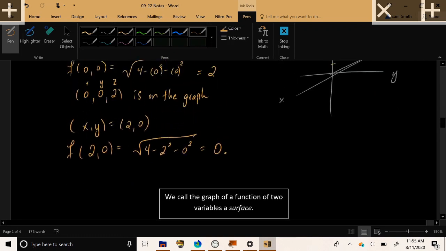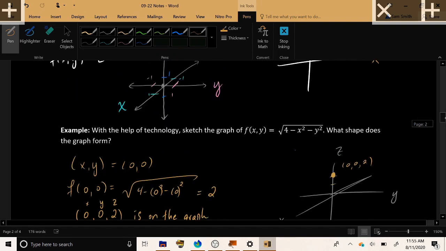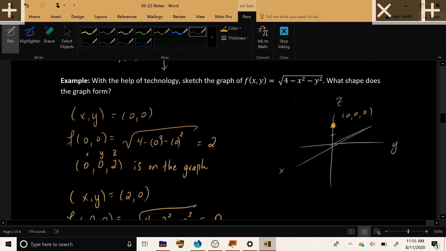So that means that the point x equals 2, y equals 0, z equals 0 is on the graph. And to plot that point, I would go back to the graph, and I would go 2 units in the positive x direction. I would go no units in the z direction, no units in the y direction, and I would sketch in that point, 2, 0, 0.